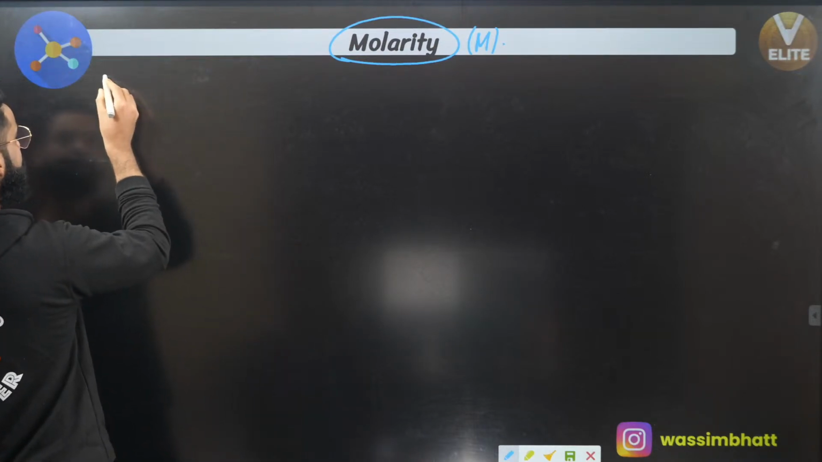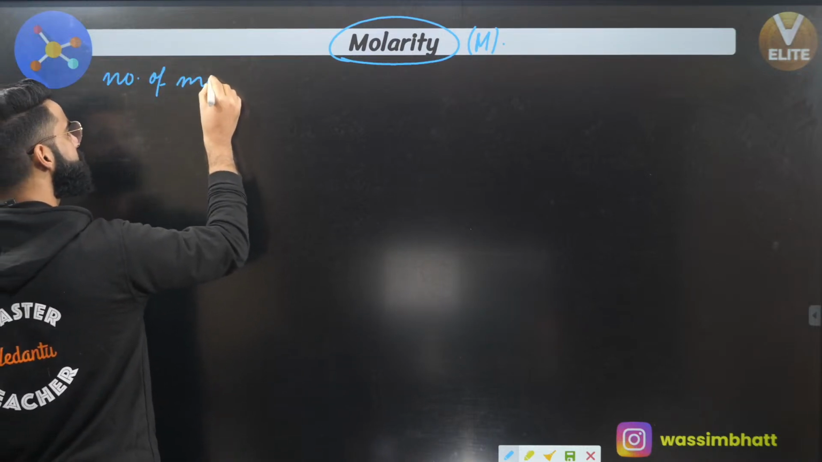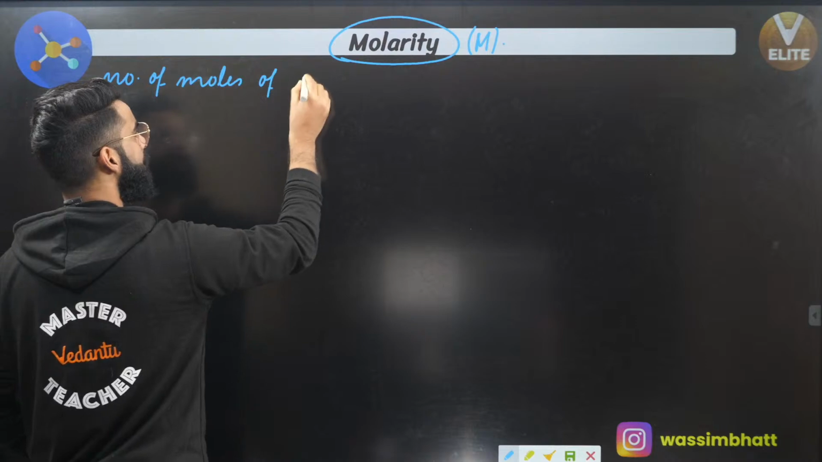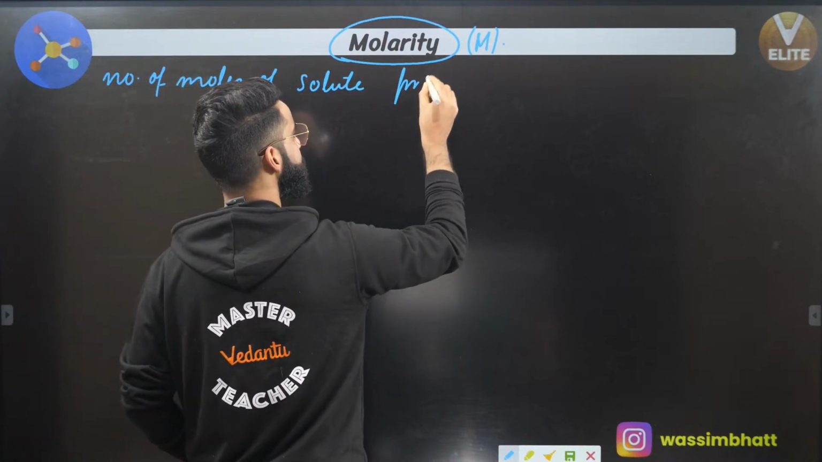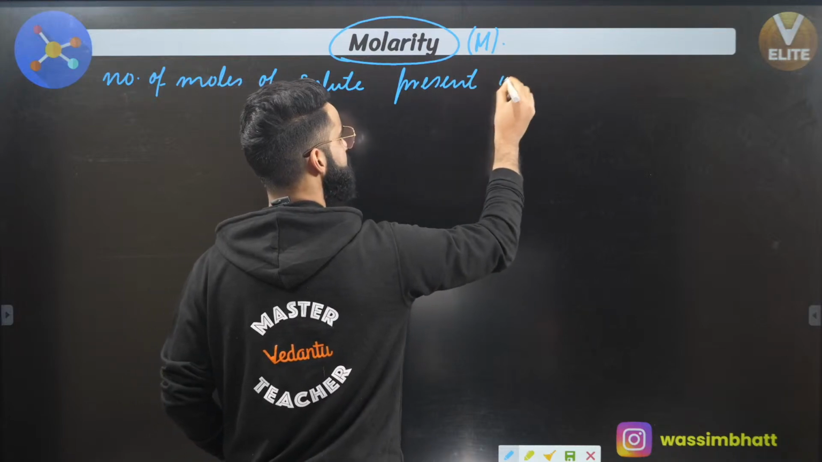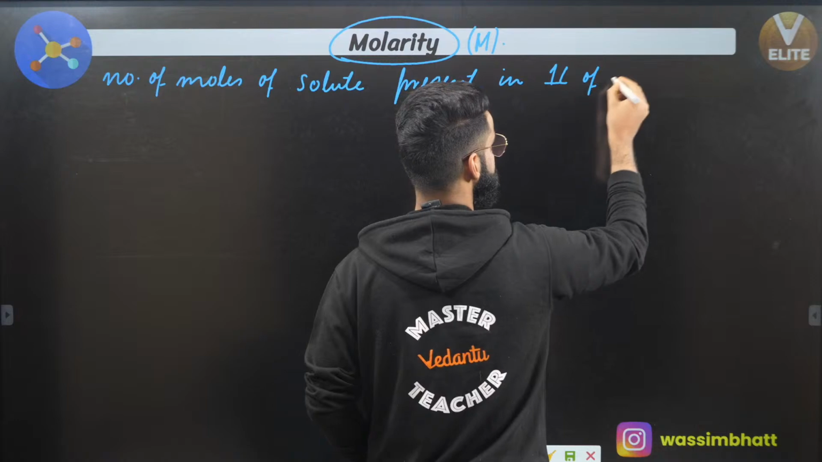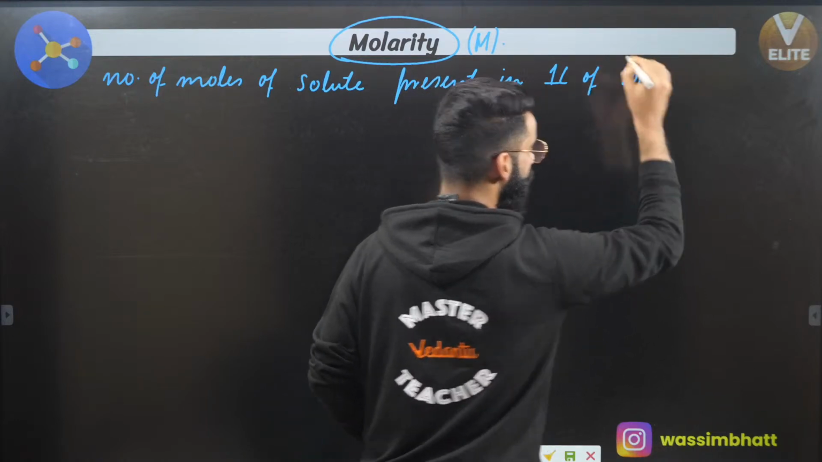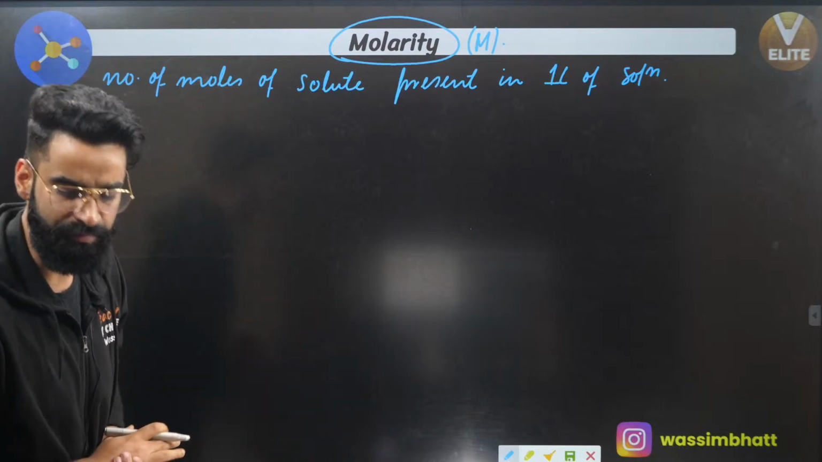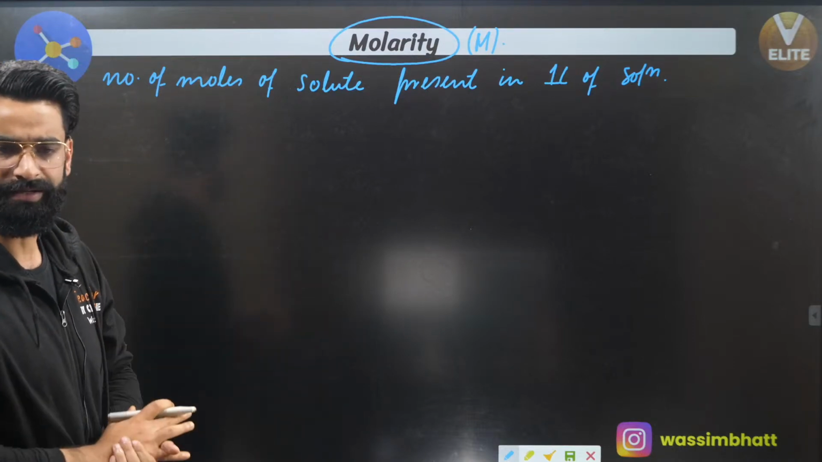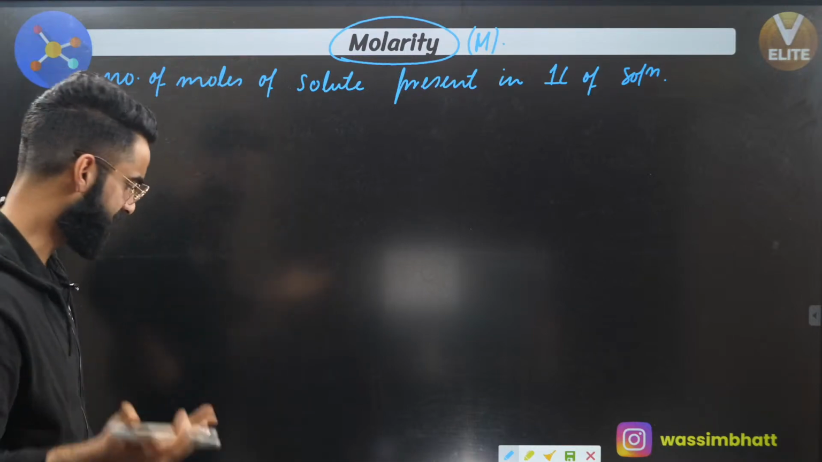See guys, I'm writing it over here. It's defined as the number of moles of solute present in 1 liter of solution. Molarity is defined as the number of moles of solute present in 1 liter of solution. Yeah? How can we understand this concept?